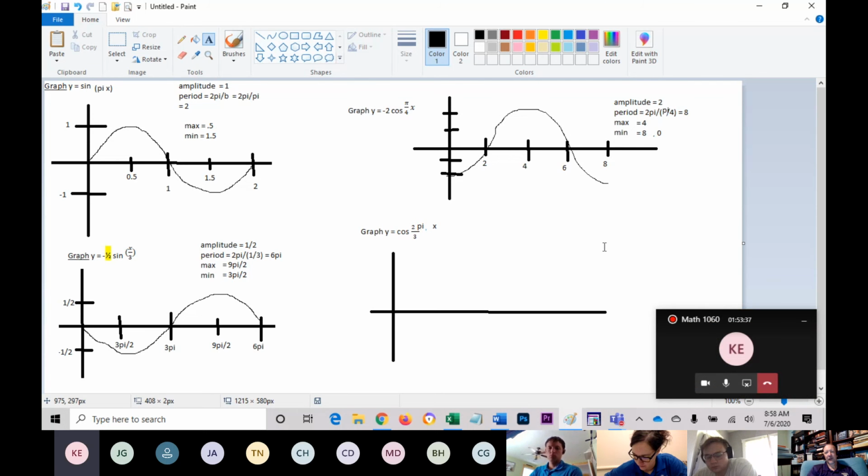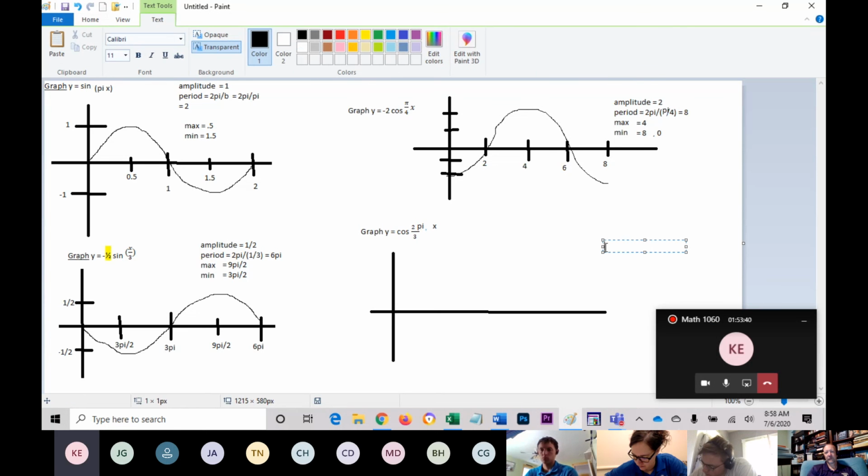Okay, so would the amplitude just be one in this case? Is that a question? No. Oh, good. I'm glad. It sounded like a question. Okay. And the period? This is a good hard one.